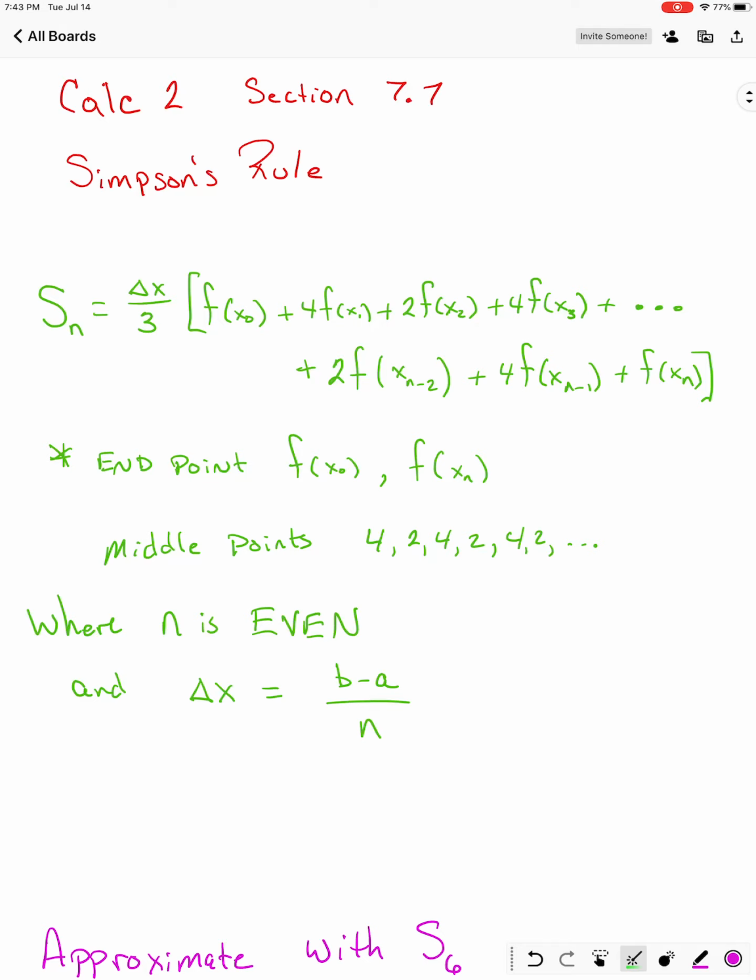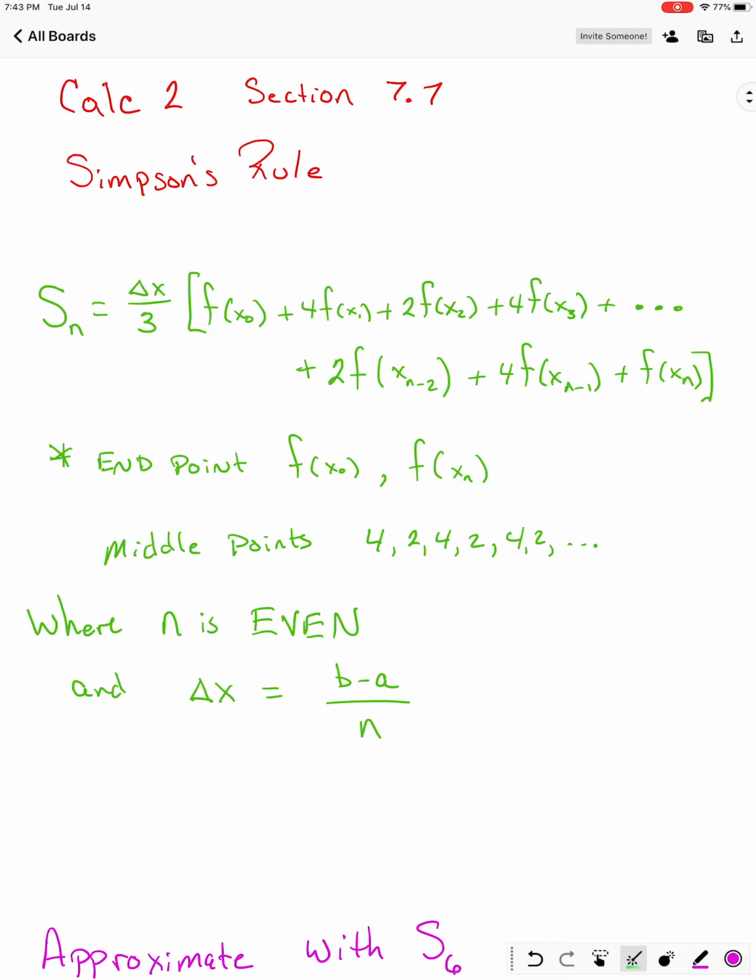Simpson's Rule was developed by an English mathematician by the name of Thomas Simpson. He discovered that you could approximate the area underneath the curve by utilizing parabolas instead of straight lines. The midpoint rule and the trapezoid rule that we've talked about use straight lines. The midpoint rule uses rectangles, and the trapezoid rule uses trapezoids. Well, Simpson's rule uses parabolas.